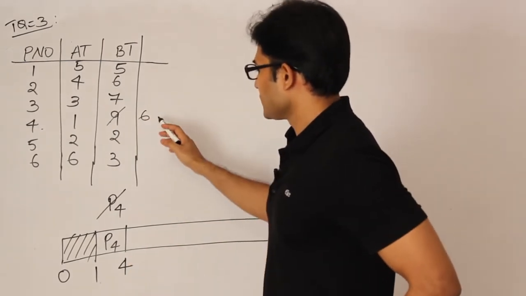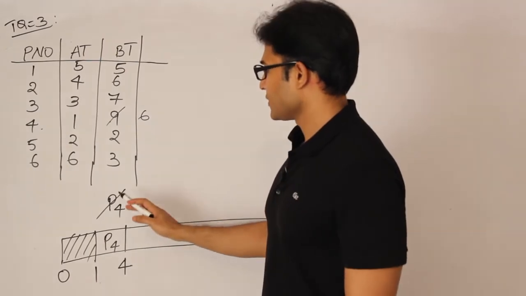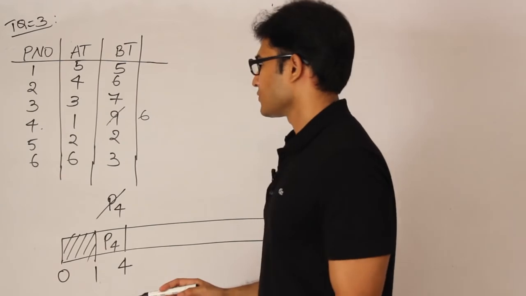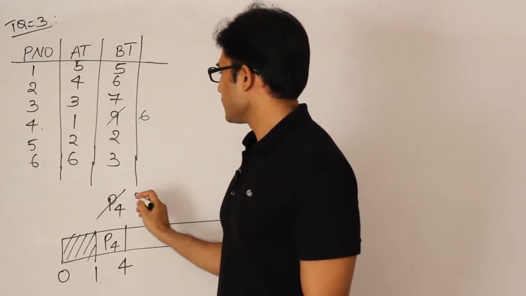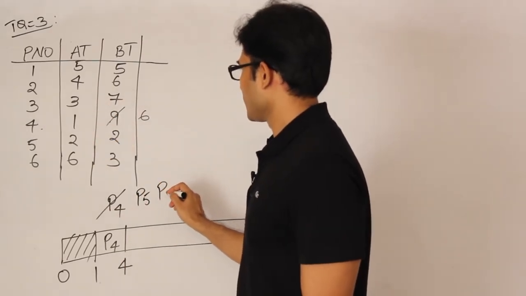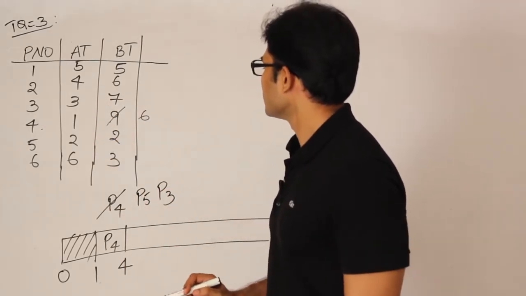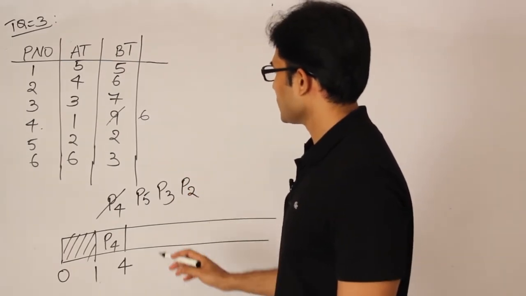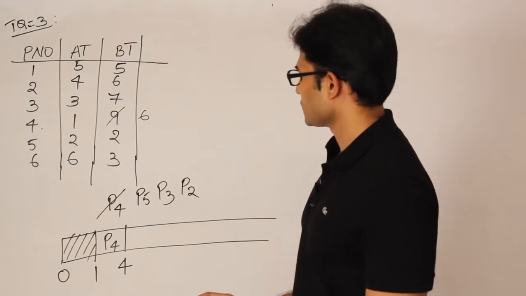And now by this time 4, add all the processes which have arrived, right? So by this time 4, what are the other processes which have arrived? At time 2, P5 has arrived, and at time 3, P3 has arrived, and at time 4, P2 has arrived, right? Therefore in these 3 units of time, 3 more new processes got added.